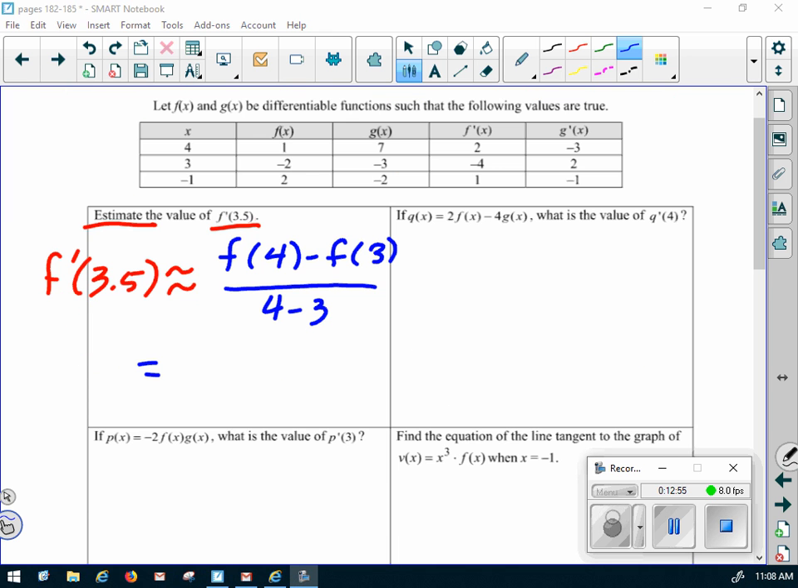Now, I forgot to record right there. So right there, and then I got to stop because I got to go answer a question. What do you get? 1 minus -2 over 1? 3?